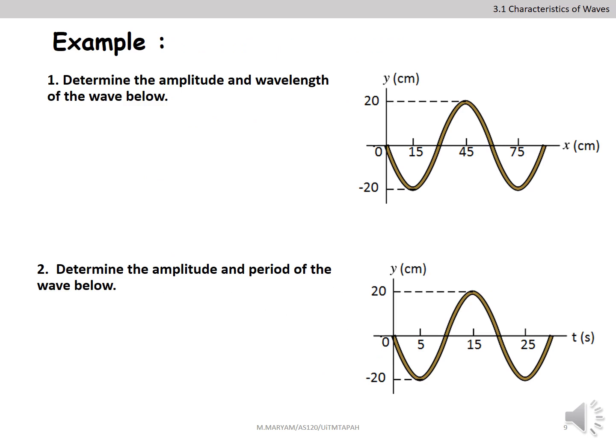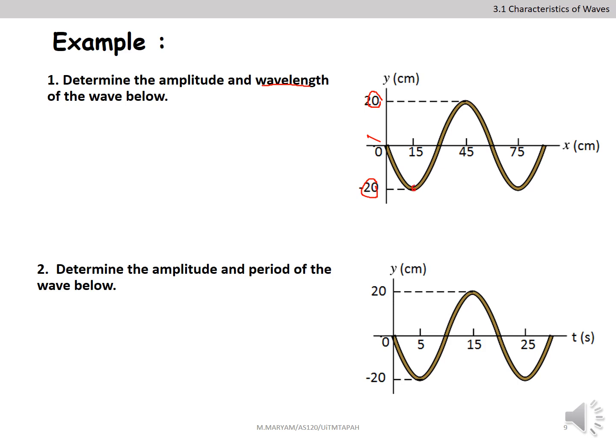Example. Determine the amplitude and wavelength of the wave. As you can see, the first graph shows displacement versus distance. So how to find the amplitude? Amplitude is maximum height. Height here is 20. So the amplitude equals 20 centimeter.